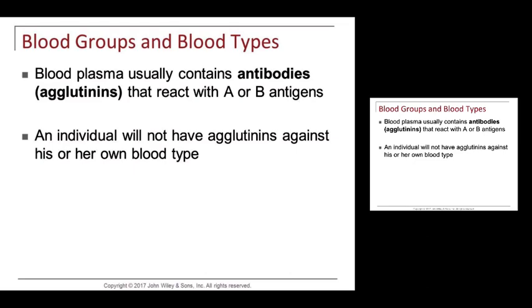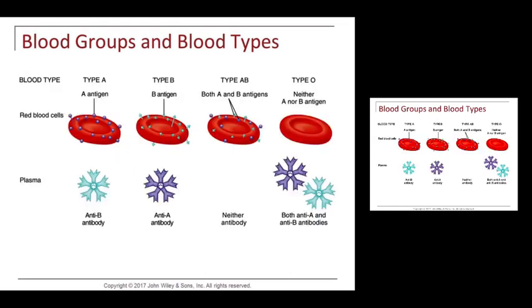Okay? An individual will not have agglutinins against his or her own blood type, and that would be self-destructive. So you can see that a type A blood, on the top left, is going to have a type A antigen on it. So that means that in my plasma, I'm going to have an anti-B antibody, so that if I'm accidentally given a blood type B, my body will produce antibodies against it. I don't want it creating antibodies against my own type.